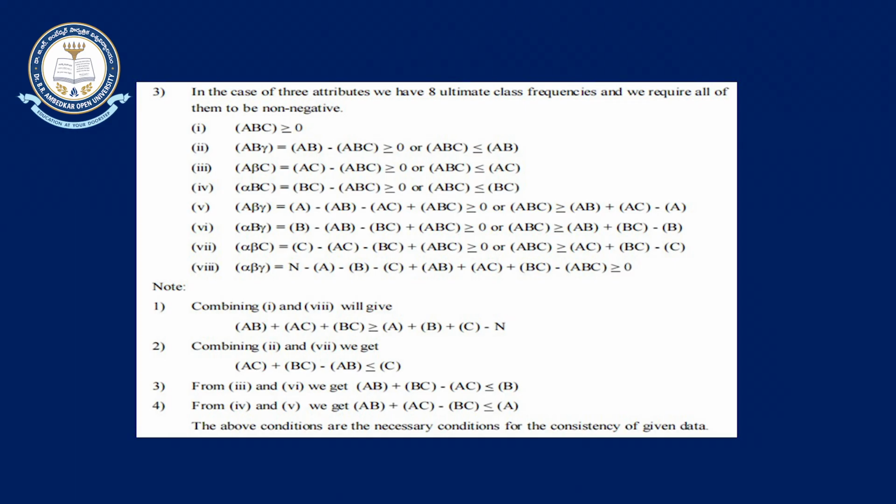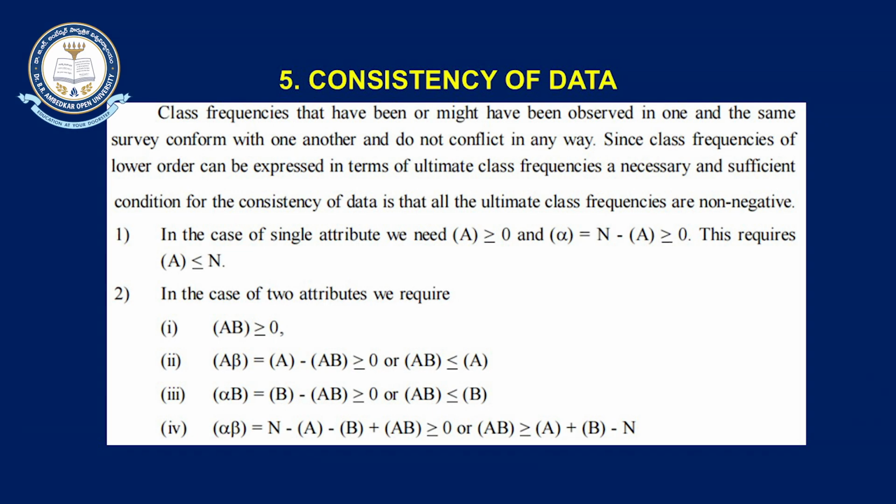When we have 4 categories, that is the case of two attributes, and the single attribute case is a direct decision. So these are the three cases of consistency of data, where negative ultimate class frequencies can be checked by using the consistency of the data.